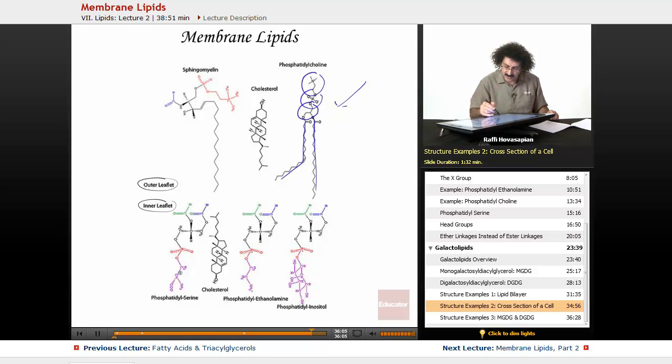Here we have our phosphatidylserine. Here we have another cholesterol. We have phosphatidylethanolamine. And we have phosphatidylinositol, which again we'll talk about in subsequent lessons. So that's it. It's just an arrangement of these lipids, the various lipid classes, arranging themselves and making up the cell membrane. That's all.